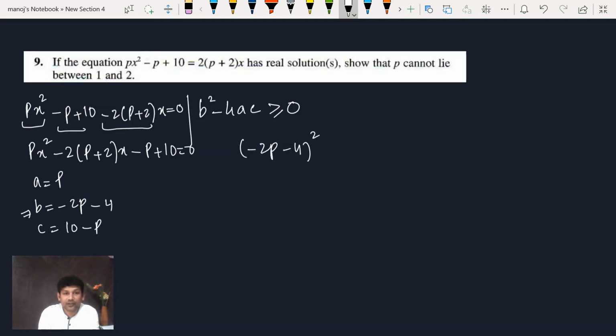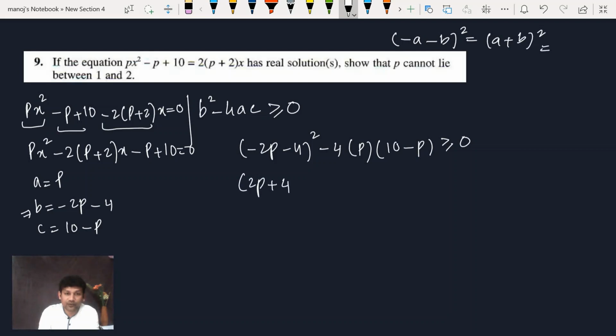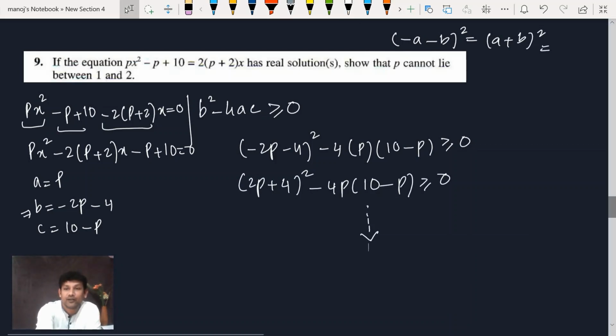When you apply the condition b squared minus 4ac, I have also discussed the same type of condition when we have both the negative signs. A is p and c is 10 minus p, greater than or equal to 0. So this part I have already discussed. Whenever you have minus a and minus b, just consider this always a plus b whole square, and you can use the formula. So I have to write 2p plus 4 whole square and 4p times 10 minus p, and I hope there is no problem to simplify and get the answer. Use the perfect square formula and you can get the answer, and your answer will not be between 1 and 2.